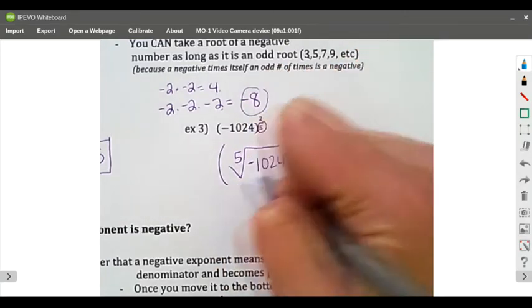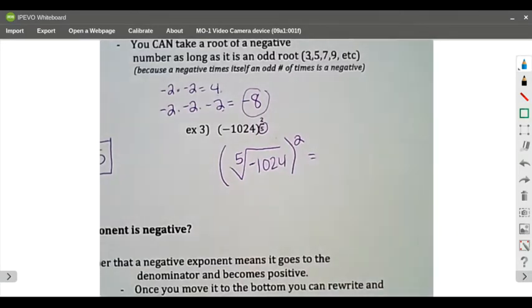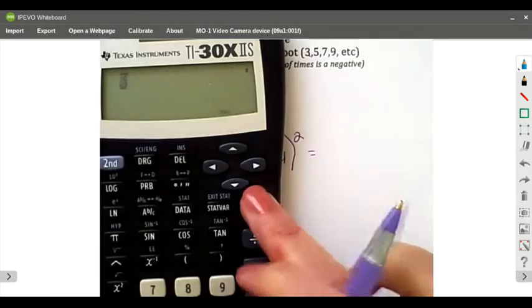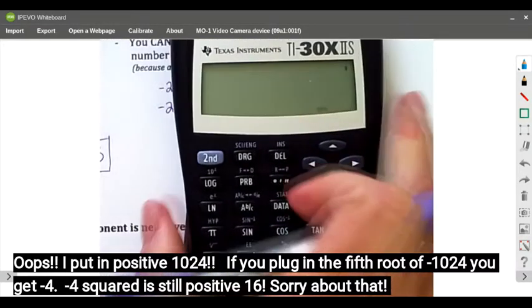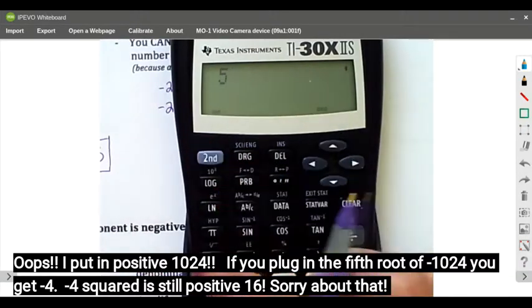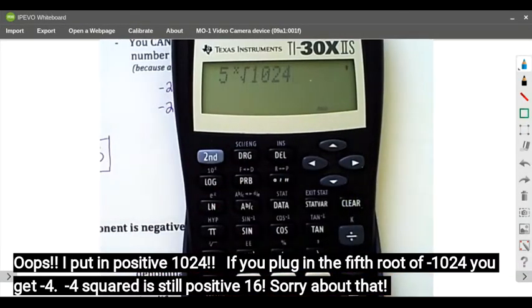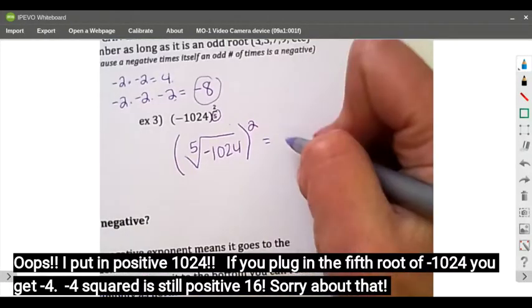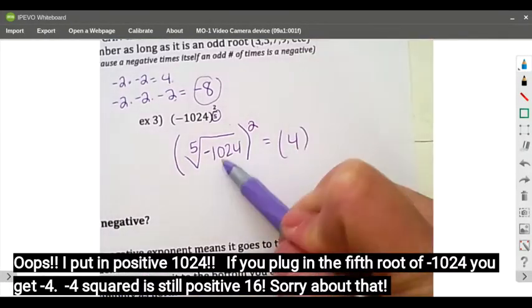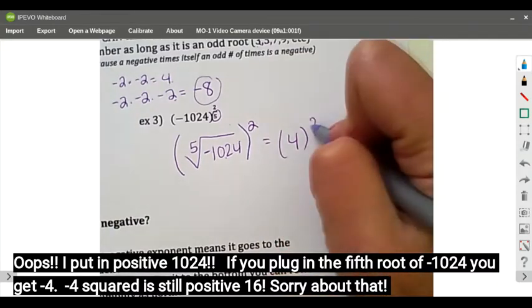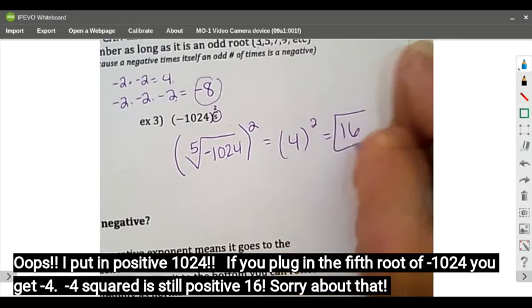So first, let's find this part. Let's find the 5th root of negative 1024. So that's negative 4. So now negative 4 squared, that's going to be 16.